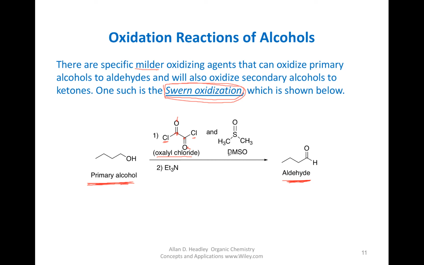Another reagent that's present is DMSO, dimethyl sulfoxide. We'll see the importance of that in a second when we look at the mechanism. And in the reaction, as a second step, a base, triethylamine, is added. So once again, this reaction involves a primary alcohol being oxidized to an aldehyde using this as the oxidizing agent. So it's best to understand how this oxidizing agent here, how it works. So let us look at the mechanism.